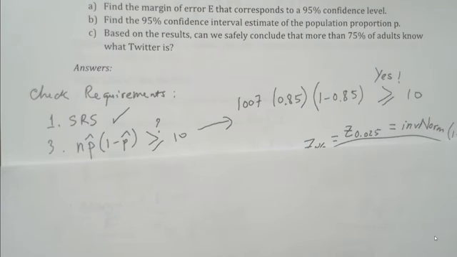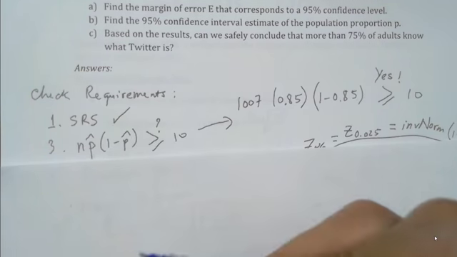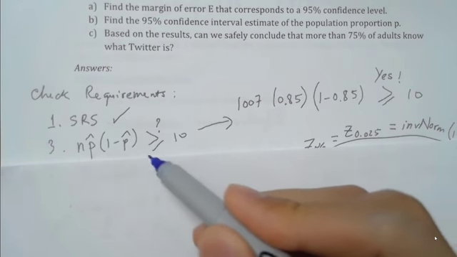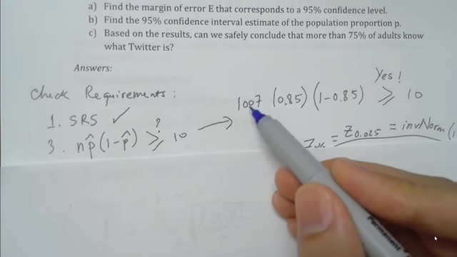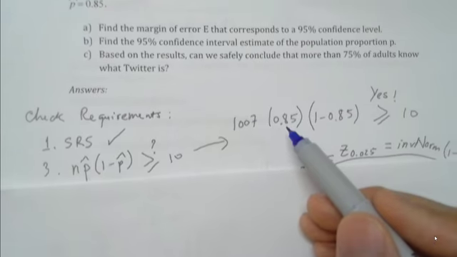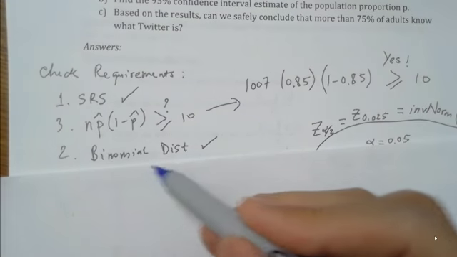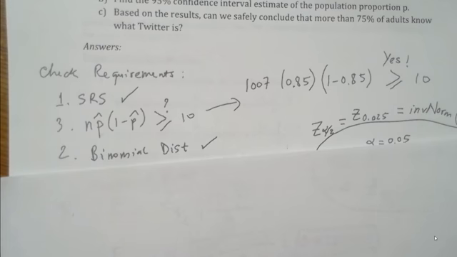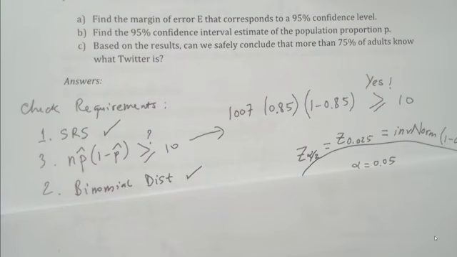Now we check for the binomial condition. N P hat multiplied by 1 minus P hat. Make sure that this one is bigger than or equal to 10. The N is given here, the sample of 1,007 people. The P hat is 85%. 1 minus P hat, and this is bigger than 10, so yes. And finally, this is the binomial distribution. Why? Because we have 2 outcomes only, whether they know what Twitter is or they don't. Success or failure. So 2 outcomes only.